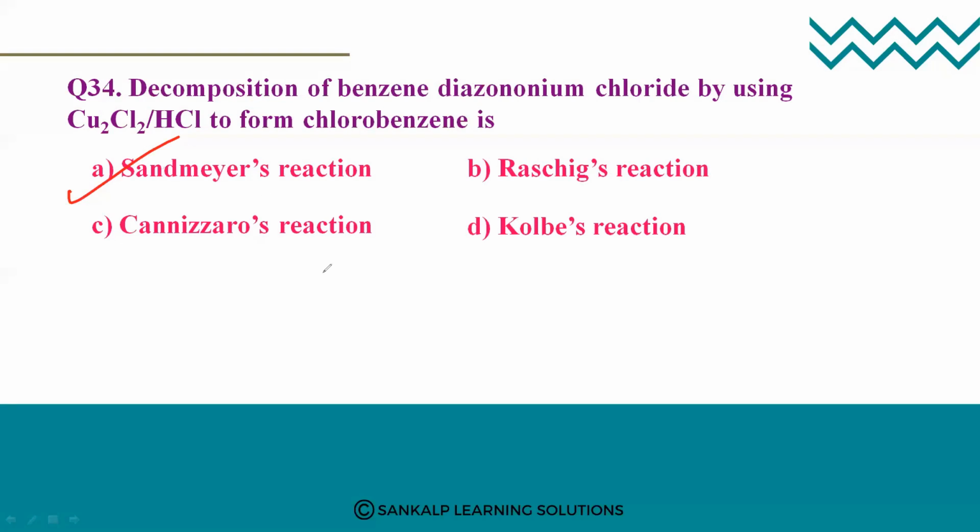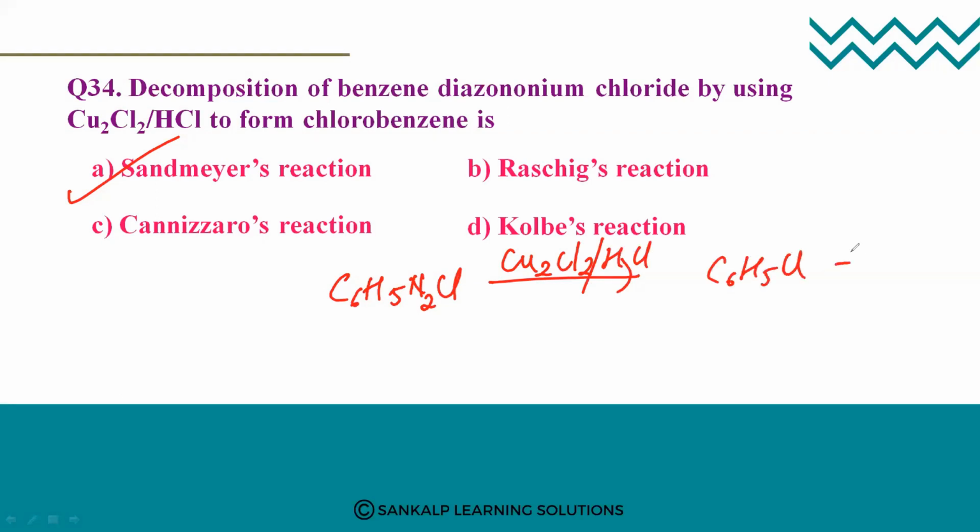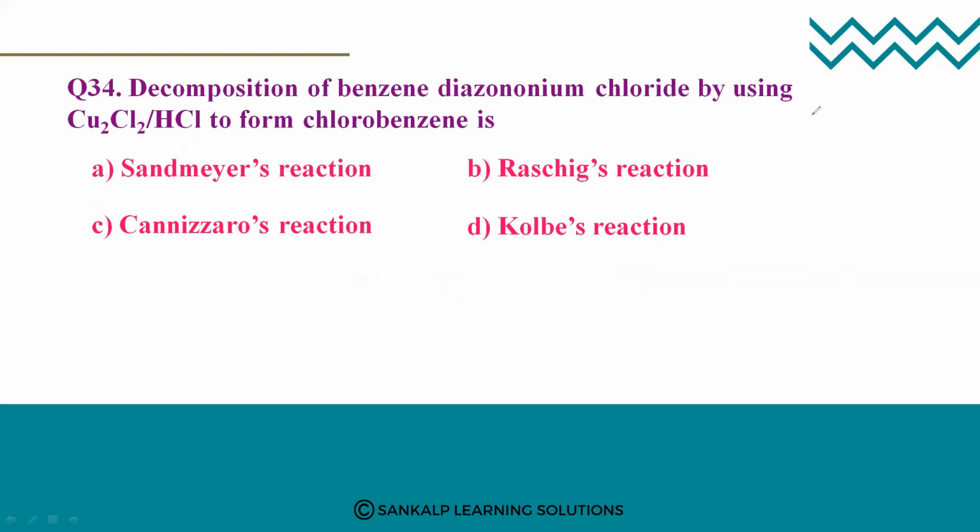Okay, so Sandmeyer's reaction is what? When you treat C6H5N2Cl, that is your benzene diazonium chloride, in the presence of Cu2Cl2 and HCl, it forms C6H5Cl, and N2 gas is released. So this is a Sandmeyer's reaction. Next question.